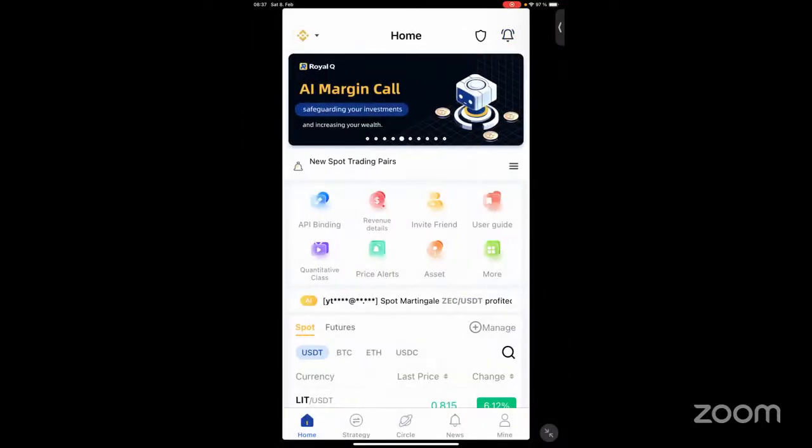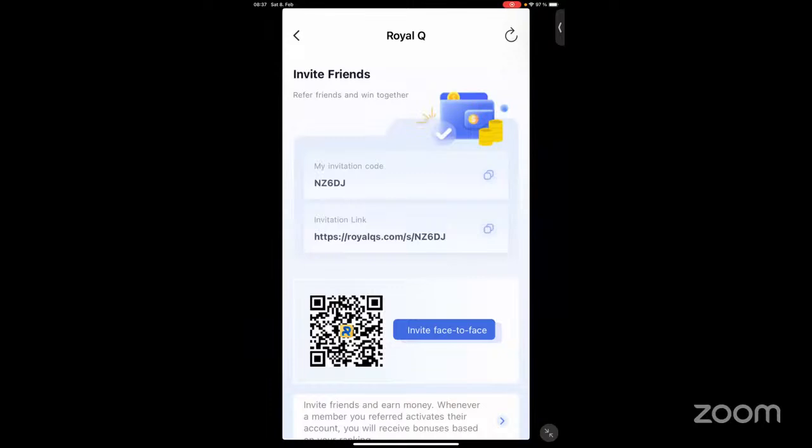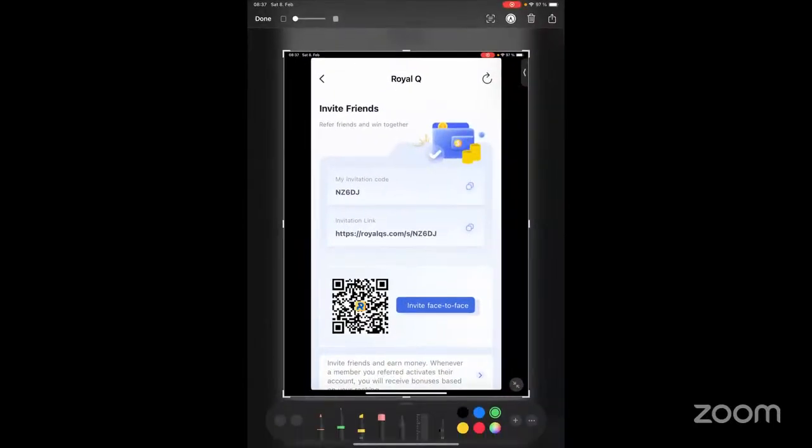Okay, let's move out of revenue details and go to invite friend. What do we mean by invite friend? So if you decide to bring someone on board or you want to invite someone, you don't have to use the same link your upline gave you. You now have to generate your own link. And once you activate your Royalq robot, you have access to your personal referral link. So this is the invitation link you copy.